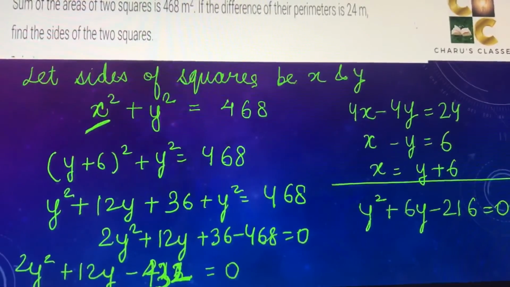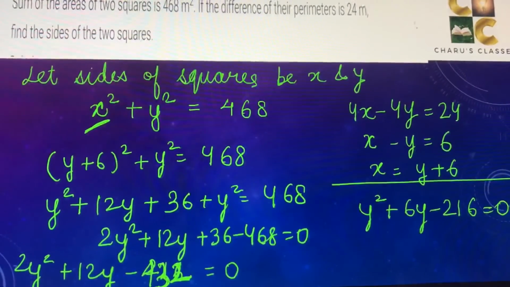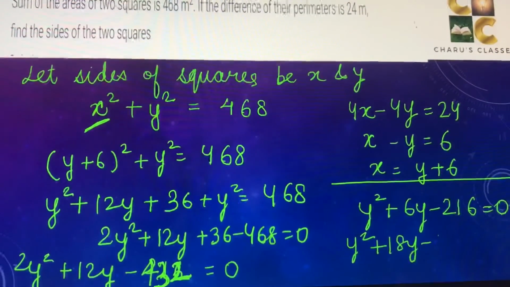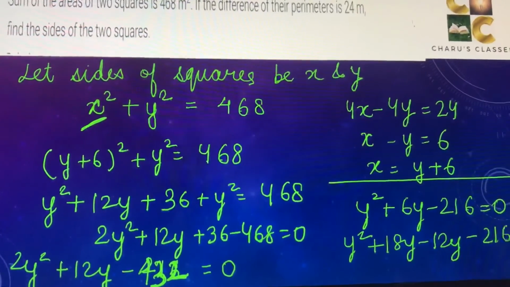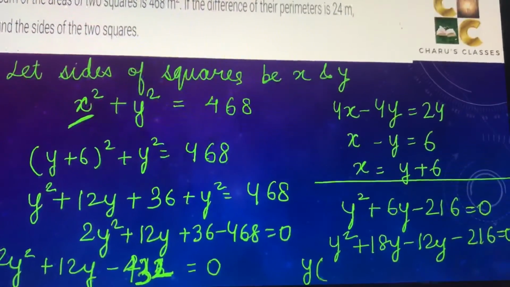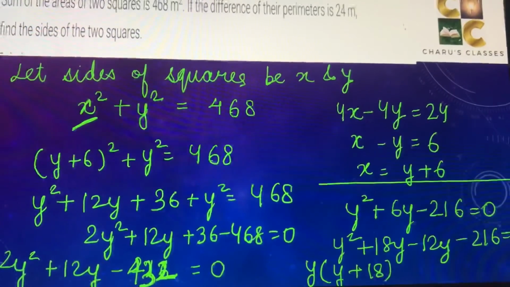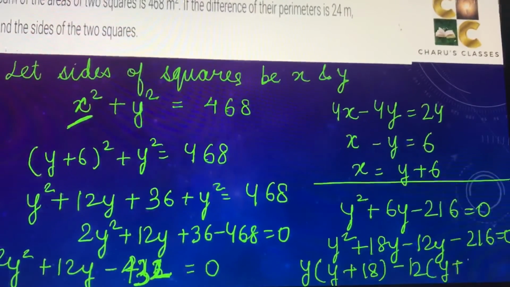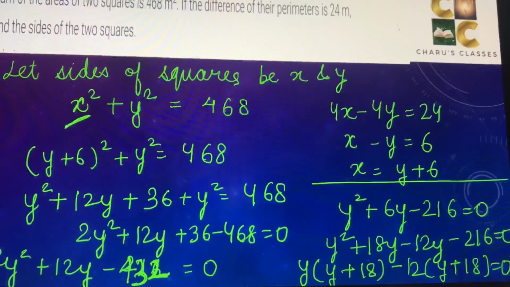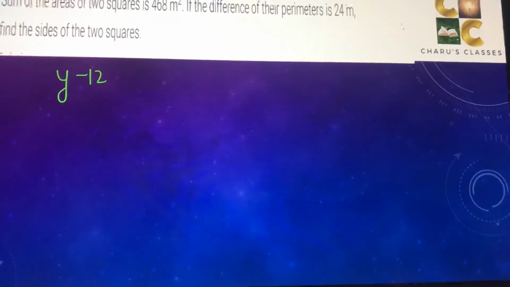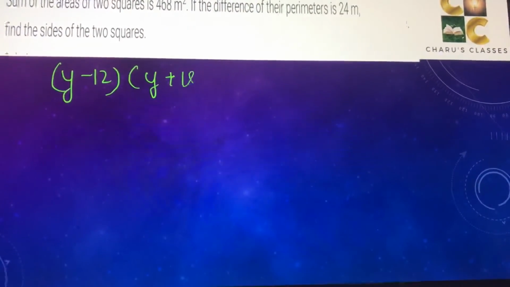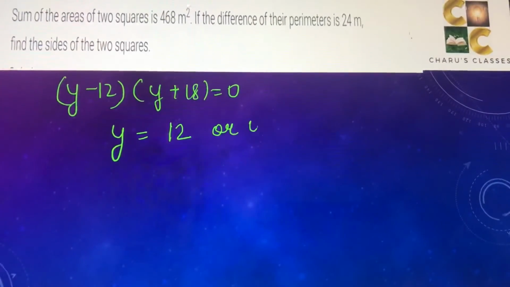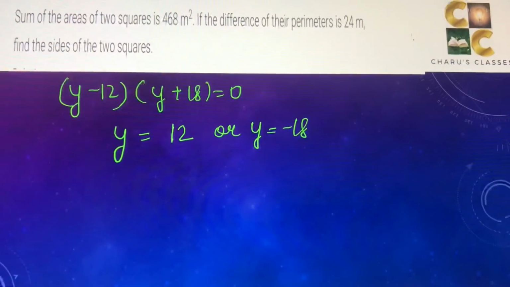So we have to make factors of 216 to get the middle term as 6y. Y square plus 18y minus 12y minus 216 is equal to 0. Taking y common in the first two terms, we have y plus 18 in the bracket, and minus 12 common in the next two terms, we again have y plus 18 in the brackets. So either y minus 12 or y plus 18 is equal to 0, which means the value of y is either 12 or the value of y is minus 18.